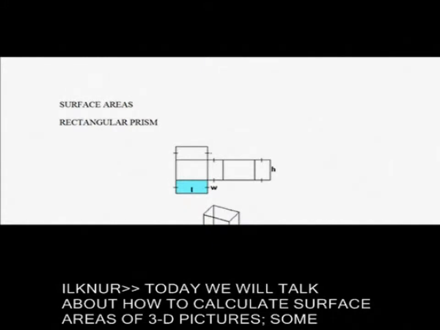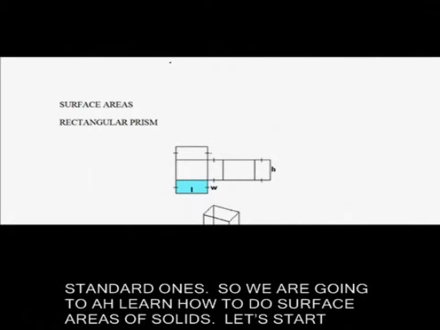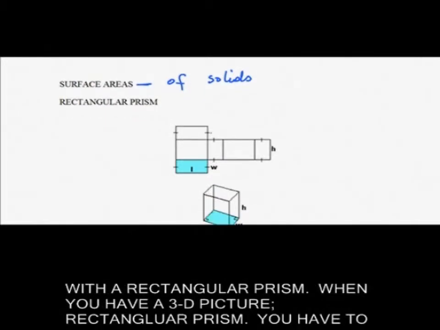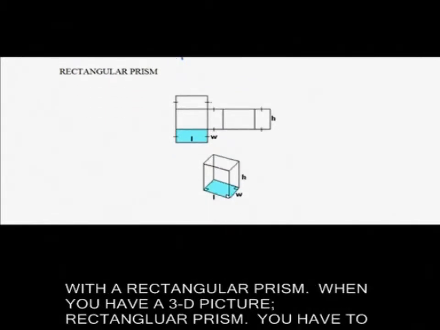Today we will talk about how to calculate surface areas of 3D pictures, some standard ones. So we are going to learn how to do surface areas of solids. Let's start with a rectangular prism.